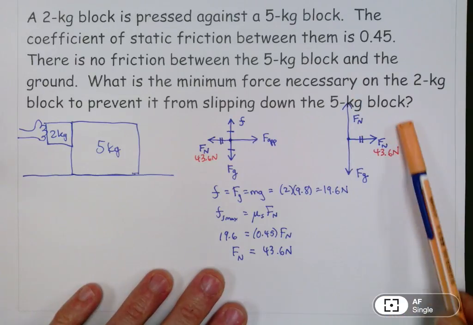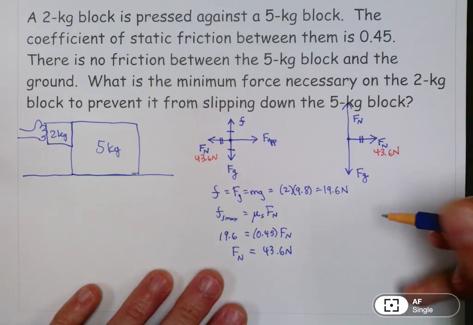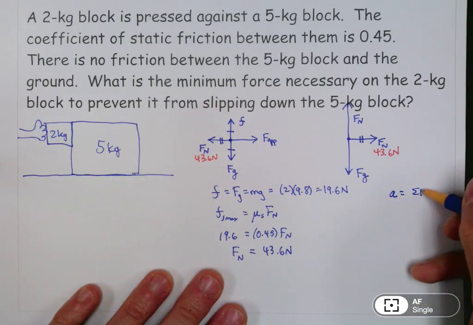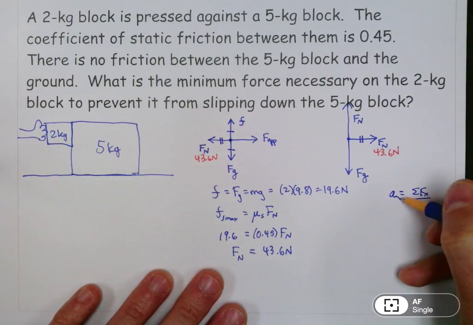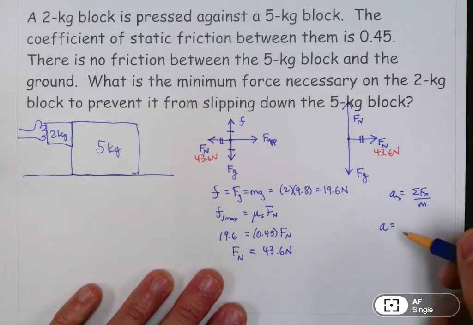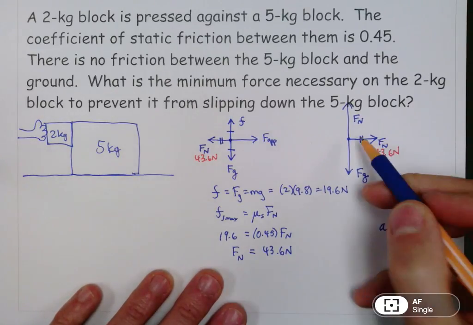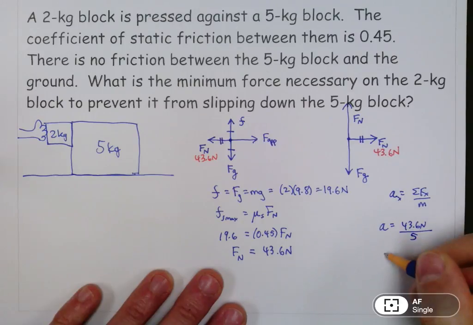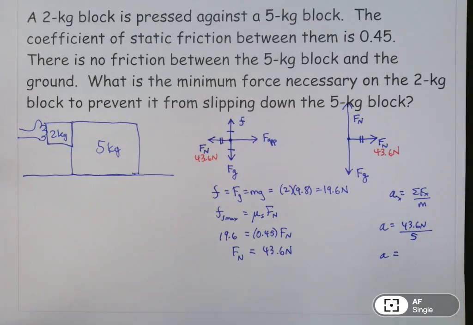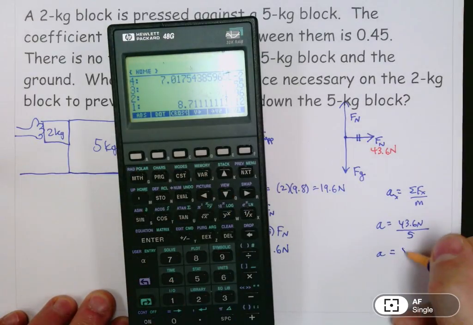here because it looks to me like we could find the acceleration of this block now very easily using acceleration equals net force in the x direction divided by mass. So the acceleration, if you add up the forces in the x direction, it's just that 43.6. That's it. Divide by this mass, which is 5. So let's find out what the acceleration of this is. So 43.6, it's still there in my calculator, divided by 5, 8.71. 8.71 meters per second squared.